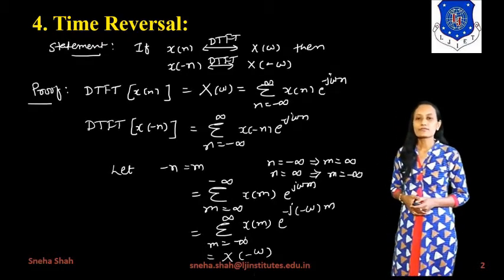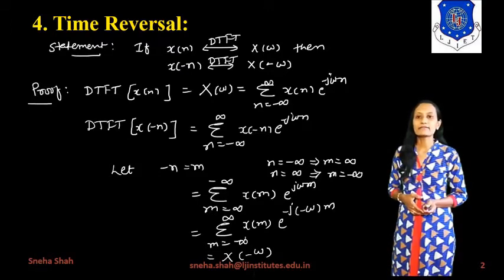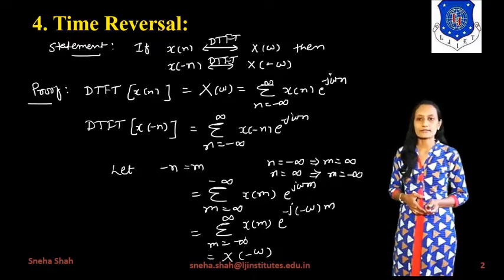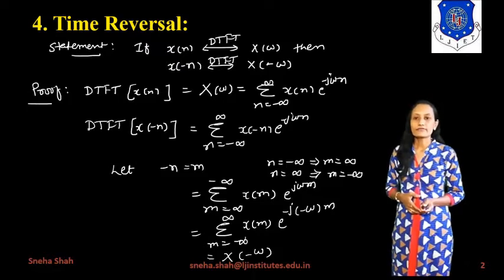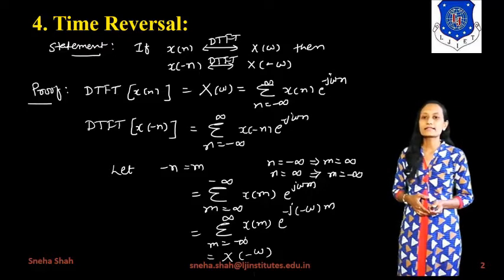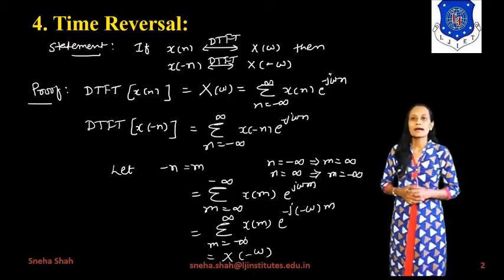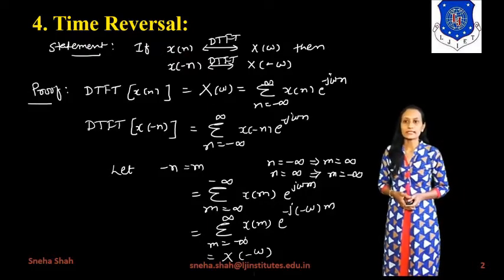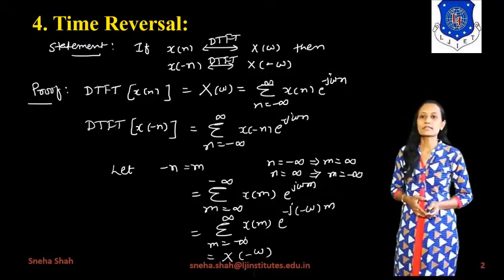First of all, we take the input signal x of n, and if we find the DTFT of it, it is considered as X of omega. If we take the time reversal term x of minus n, then its DTFT will be represented by X of minus omega. Now, if we want to prove this property, in the proof we will start from the equation of DTFT of x of n.